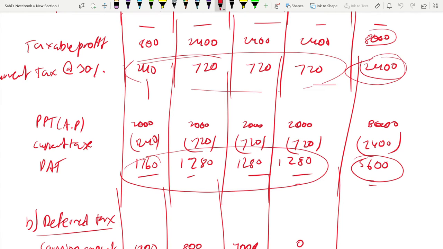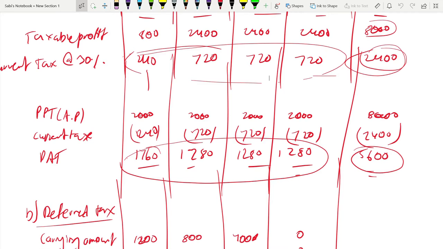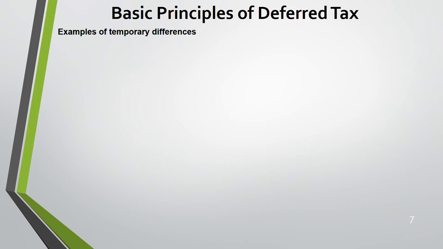Now we are going to go through the examples of temporary difference. You should know what are the examples of temporary difference. So in your exam, if you get from that list, it's a temporary difference. Otherwise, it's not. Okay, that's how you decide. So let's go through the list now. Examples of temporary differences. So let's now go through this list.